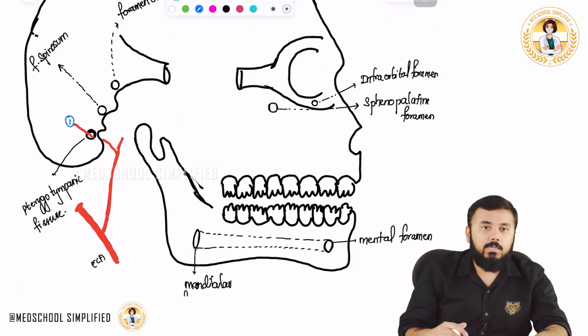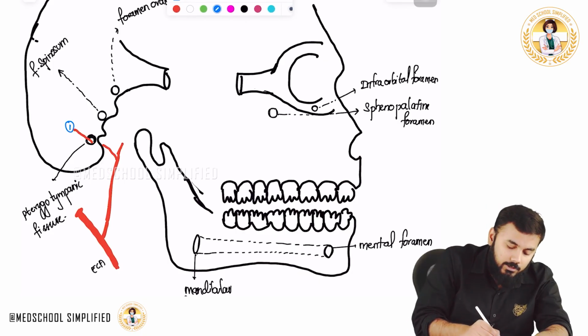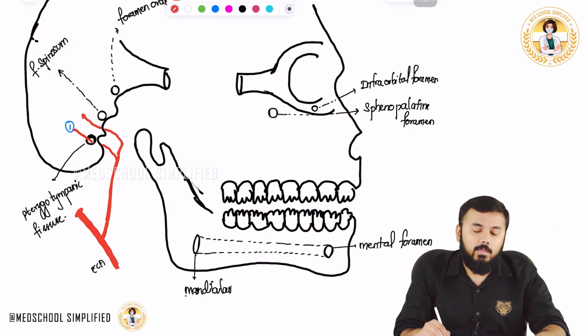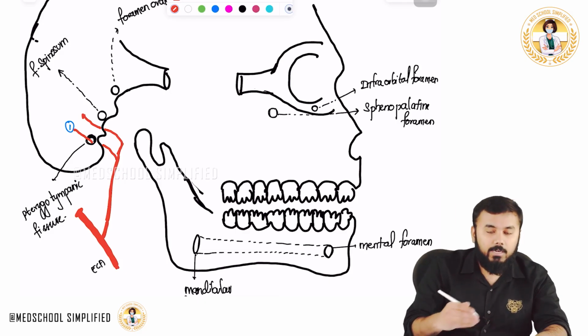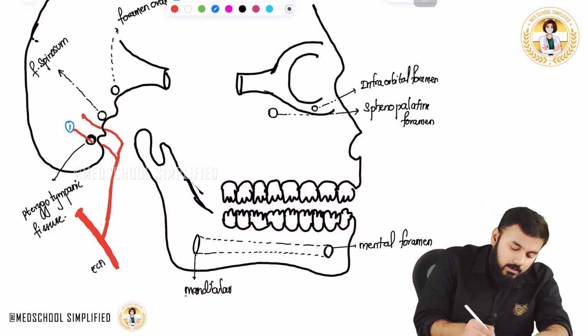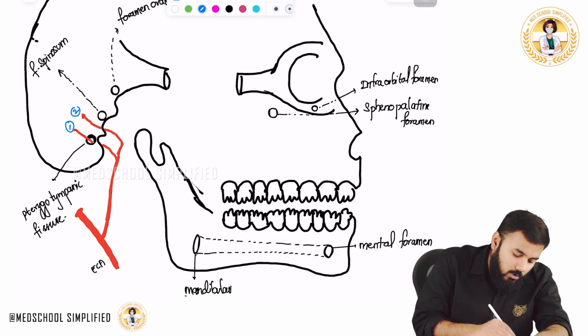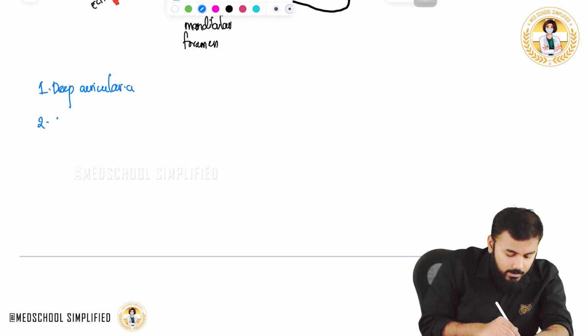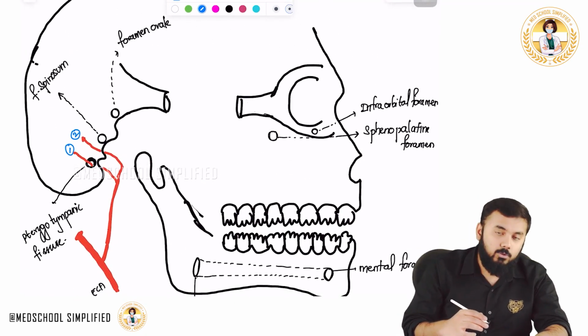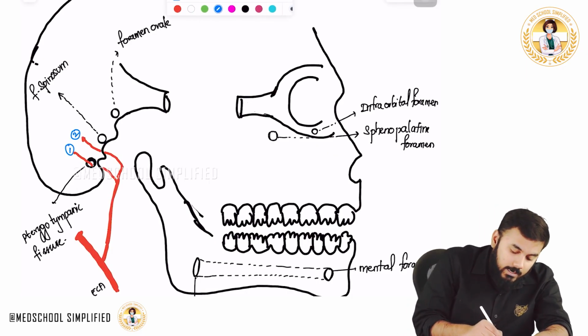Now after this deep auricular artery, you have the second branch. Look at the second branch now. This second branch is passing just in front of the deep auricular artery. The artery passing in front of the deep auricular artery, in front being anterior, is called the anterior tympanic artery. Artery number 2 is the anterior tympanic artery. After this anterior tympanic artery, over here you see one more artery. Where is this artery exactly passing?